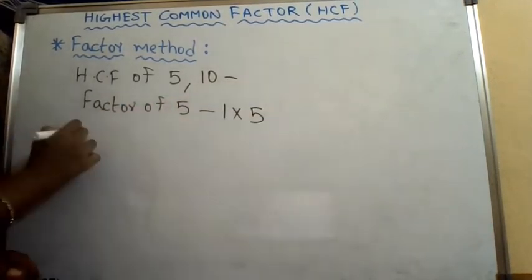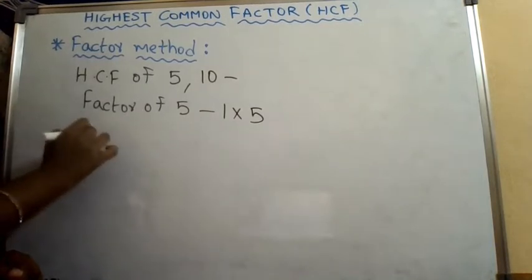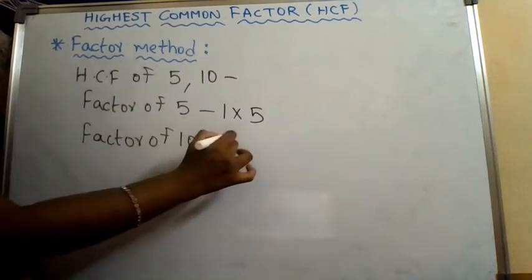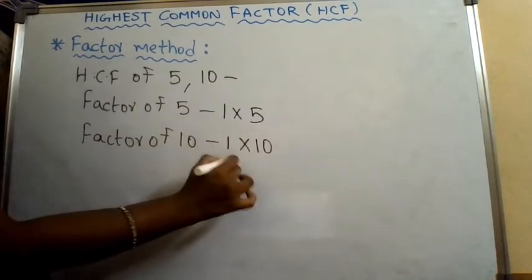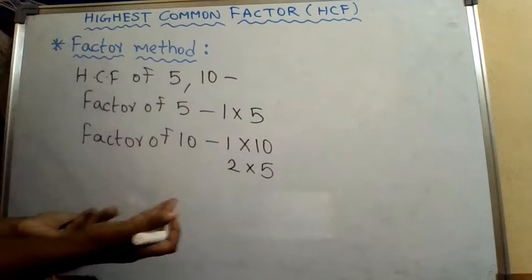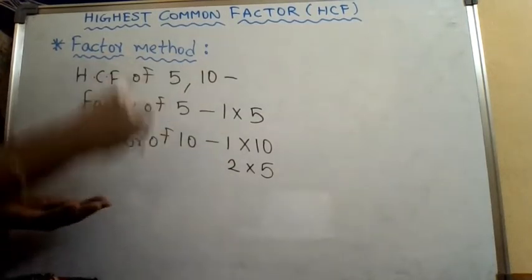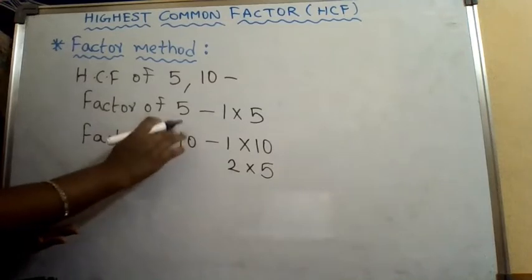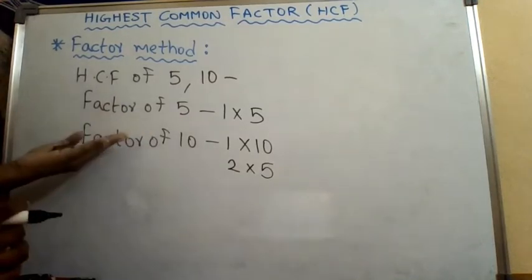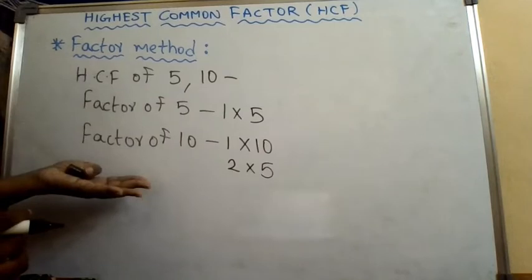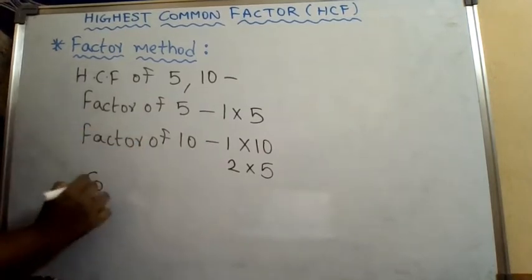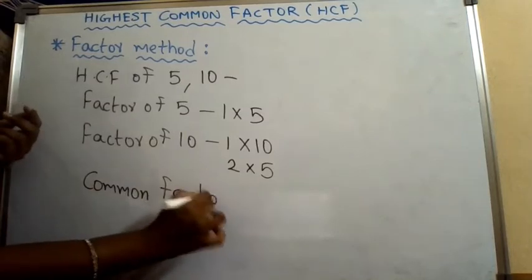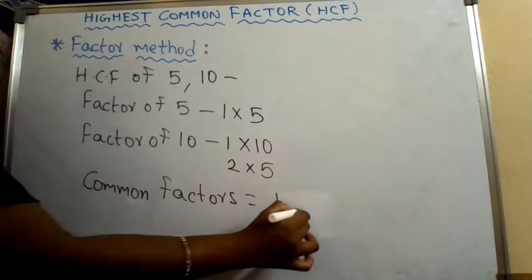In the same way you can write down the factors of 10. For 10 we have 1 into 10, 2 into 5. That's it. Again 5 into 2, and the table is repeating, so we are not going to write the repeated tables. Now you can see what the common factors in these two are. We can tell the common factors by looking at their factors. So the common factors are 1, 5.